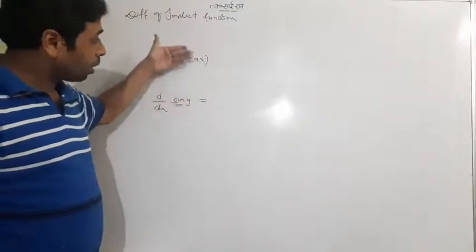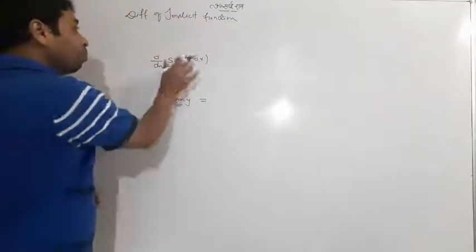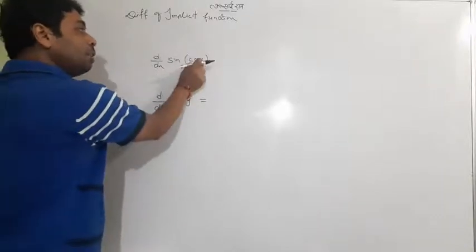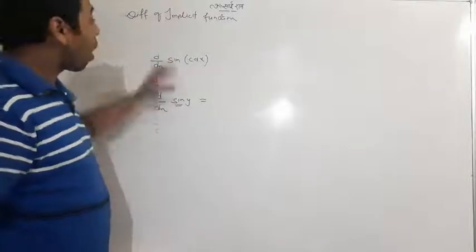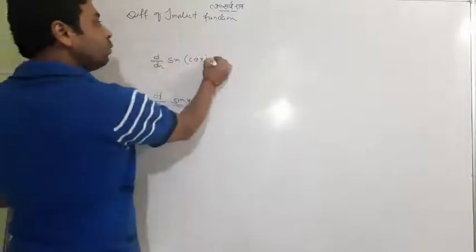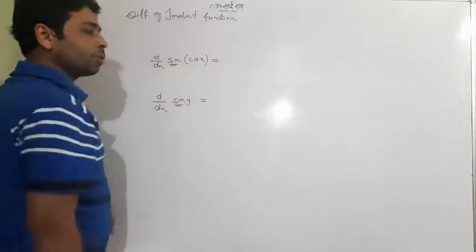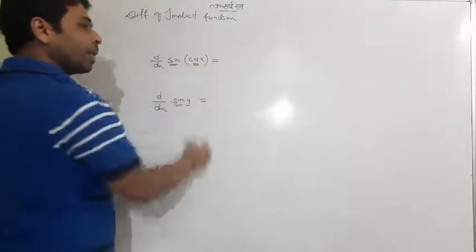What is the difference between these two? Both are actually the same, but instead of y it is cos x. This time we know the value of cos x. How do you do this question? You have the chain rule. First you do the differentiation of sine, and this time the second is cos x.